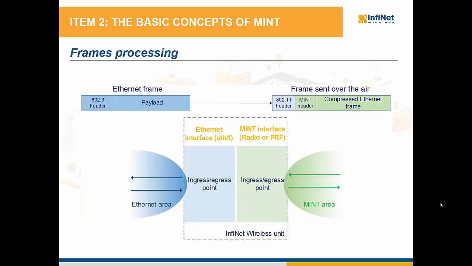TDMA adds its own header and then sends the frames out through a MINT interface. At the opposite side, MINT frames received from a MINT interface are decompressed and decapsulated by stripping the MINT header and restoring the Ethernet frame if the frame has reached the destination. Otherwise, the frames are routed by the MINT routing engine, hop by hop, towards the MINT destination.